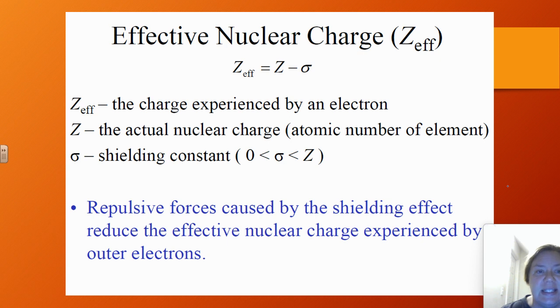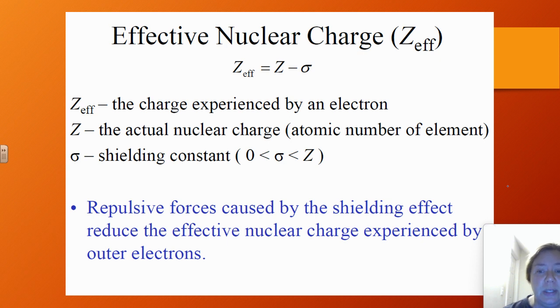So whenever you see Z, you're going to see a charge here. And Z in this case is the actual nuclear charge, and sigma is considered the shielding constant. Again, thank goodness, in AP Chemistry and Gen Chem 1 and Gen Chem 2, you don't need to calculate such an effective nuclear charge. You just need to understand what it is.